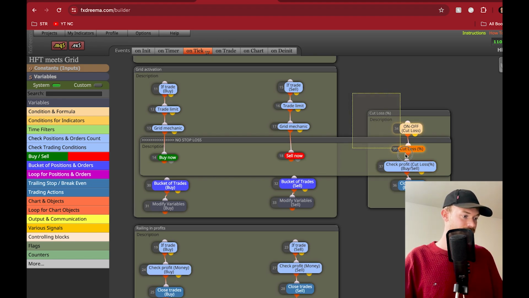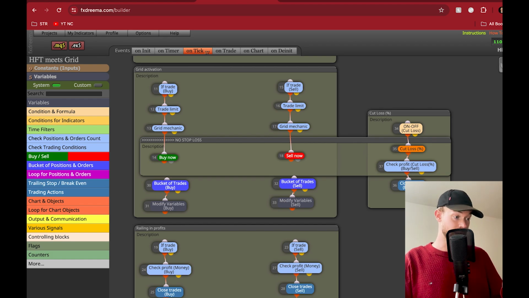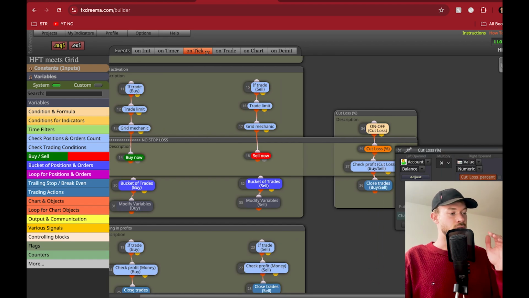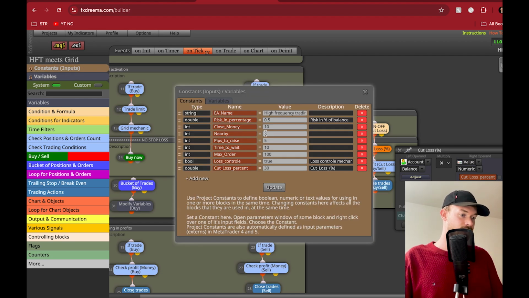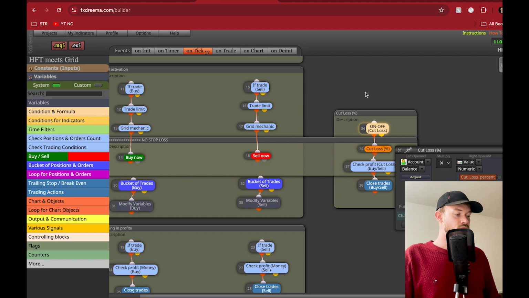Let me quickly talk about this alternative way of implementing a stop loss into your trading bot. Here you can define how much loss is okay for you. That is again a constant, so you can also adjust this in MetaTrader 5 and 4. Here in that case, let's see, a cut loss percent. Here it's set at 30%. So what does it mean? As soon as you have a floating loss of more than 30%, let's say you have 1,000 US dollars on your account and you have a floating loss of 301 US dollars, then all the positions will be closed to simply avoid losing even more than 30%.